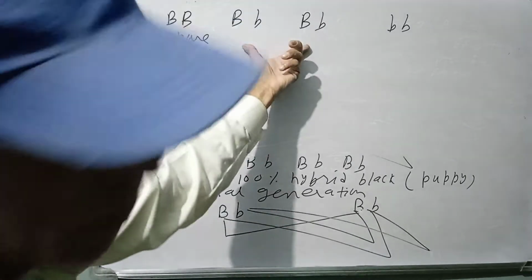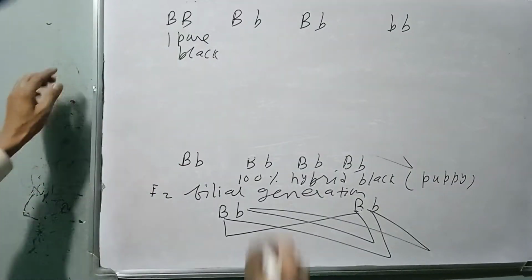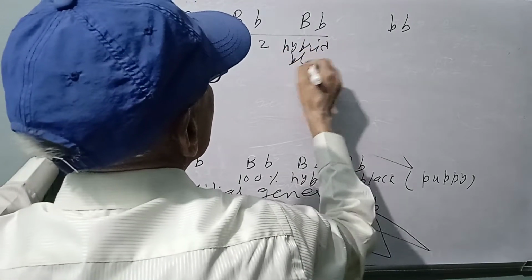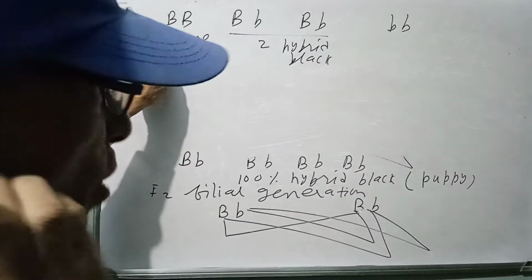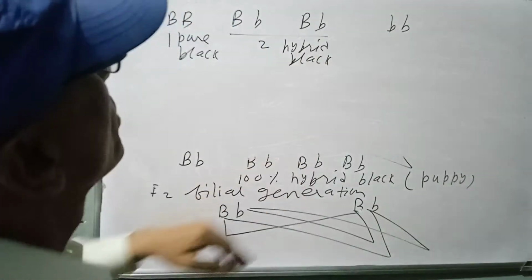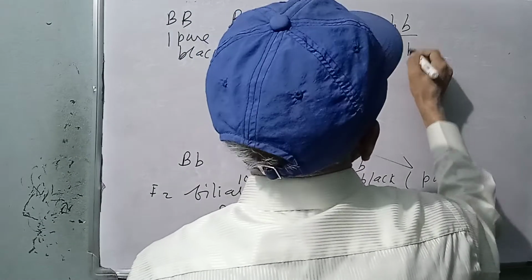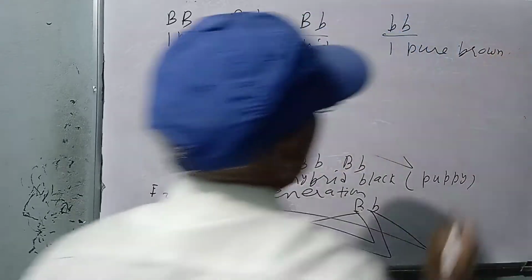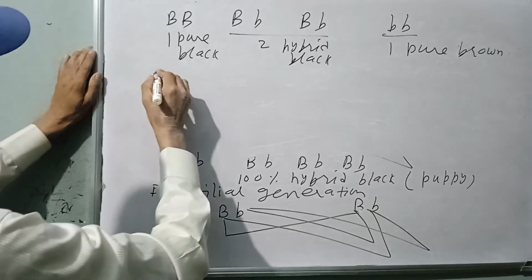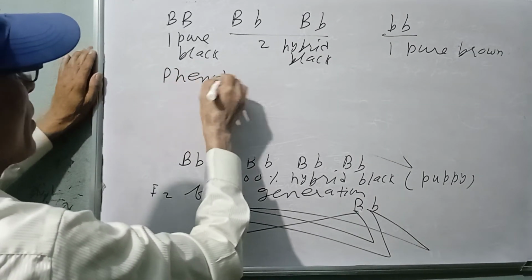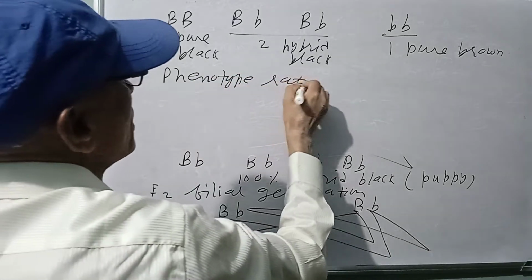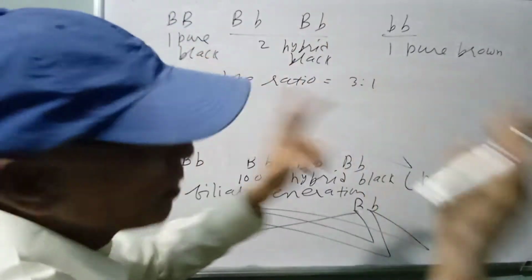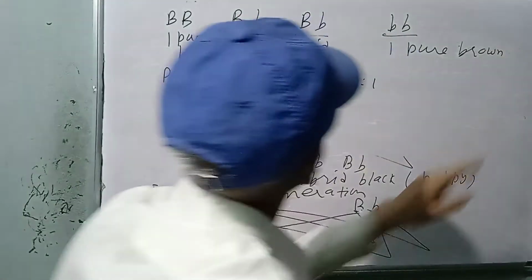This one is one pure black. This is black. These two are also black. This is hybrid. Two hybrid black. You have one pure black dog puppy, two hybrid black puppies, and one pure brown. So what is the phenotype ratio? Phenotype ratio is 3:1. Three black and one brown.